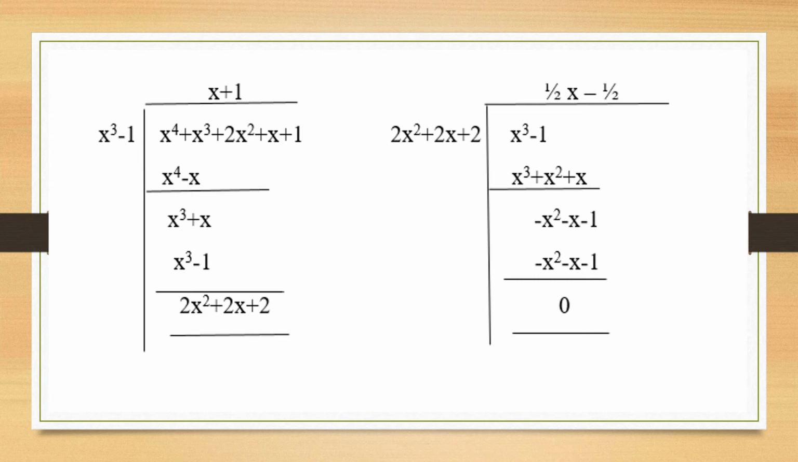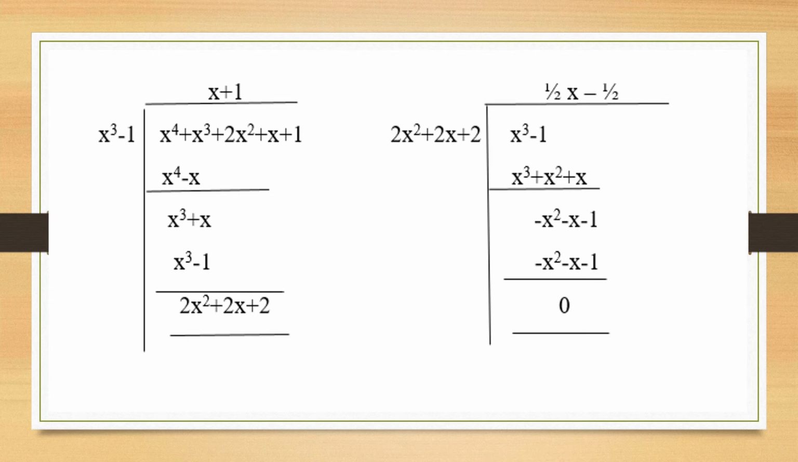Now again take x cube and divide it over x cube. If I divide x cube over x cube, I'll be getting the answer as 1. So take 1 and multiply it to x cube minus 1. If I multiply to x cube minus 1, I'll be getting x cube minus 1. Now change the sign, cancel out this x cube. Now this minus will become plus here.